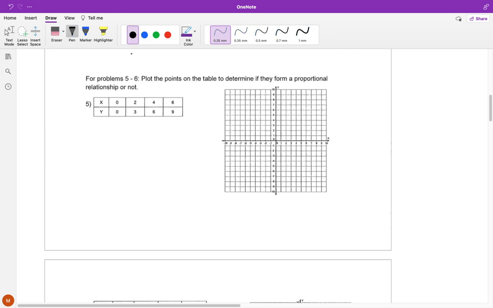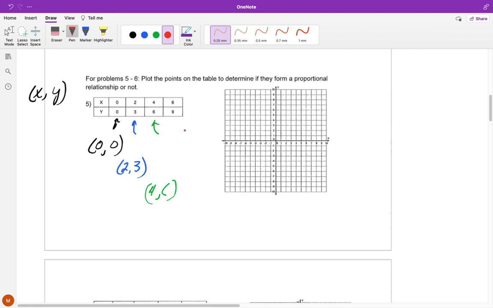When we have a table like this, we can convert all of these into an ordered pair because our ordered pairs are written as x, y. So this is saying when x is 0, y is 0. This one's saying when x is 2, y is 3. This one's saying when x is 4, y is 6. And this last one's saying when x is 6, y is 9.